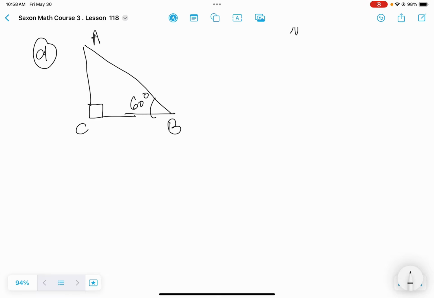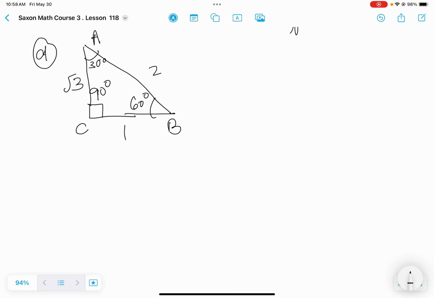If you look at the right triangle, this is 90, of course. So if it is 60 and 90, this will be 30. In lesson 66, when you have a right triangle with 90, 60, 30, we know the sides. The sides will be 1, 2, and square root 3. Now, what's your D?